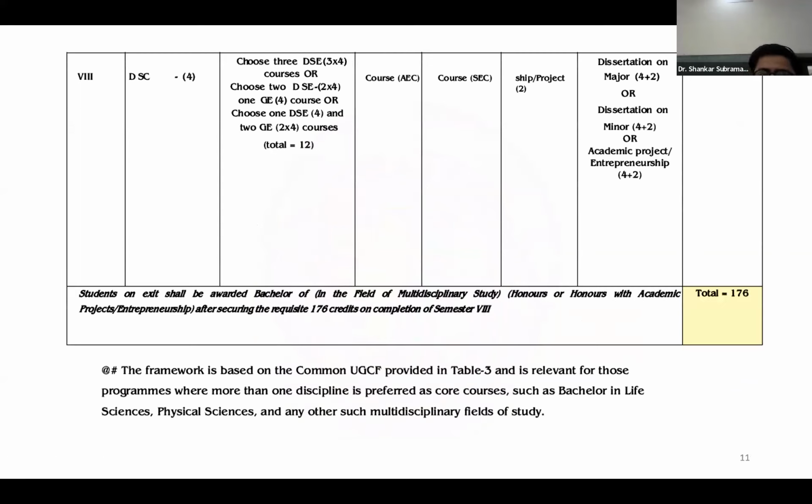Yeah. And this structure of the 7th semester and 8th semester are similar. And at the end of the 8th semester, the total credits the student accumulates is 176. And he or she will be eligible for the award of bachelor in the field of multidisciplinary honors with the projects or honors as it is. This would be the structure.